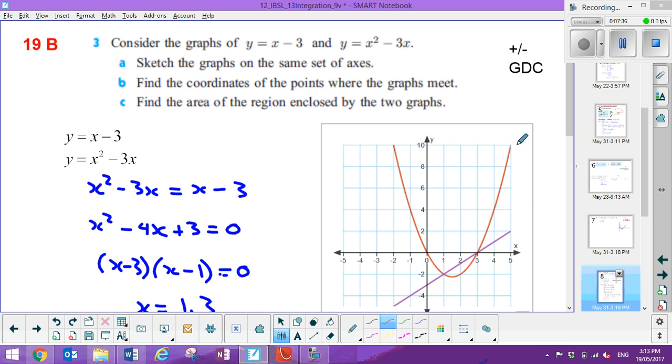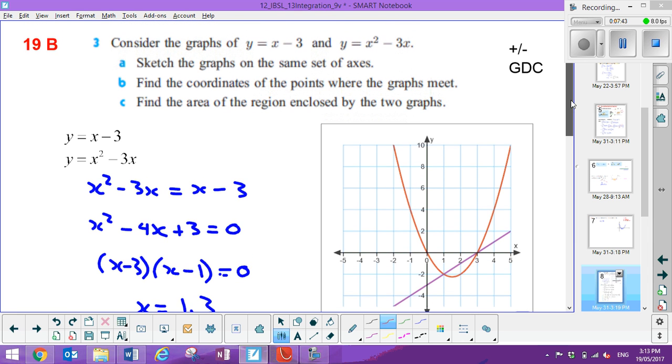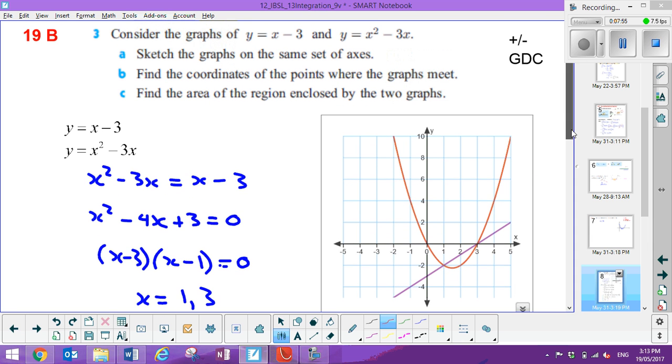Next one here is where we've got a linear function and a quadratic, and we want to again do this with and without your calculator. So here are our two functions. Our y equals x minus 3, and this one is our x squared minus 3x. First job, assuming we don't have a calculator, is to find out what our points of intersection are. So equate the two functions. We get x squared minus 3x equals x minus 3.